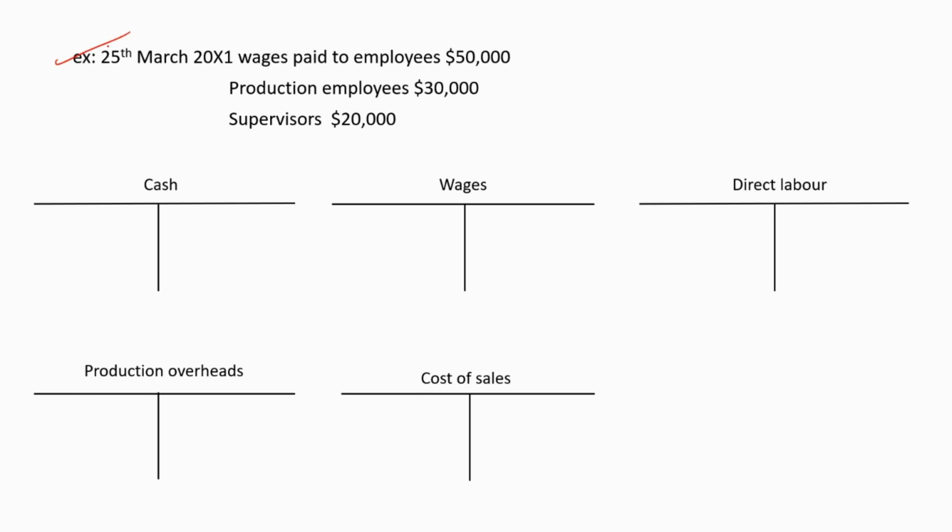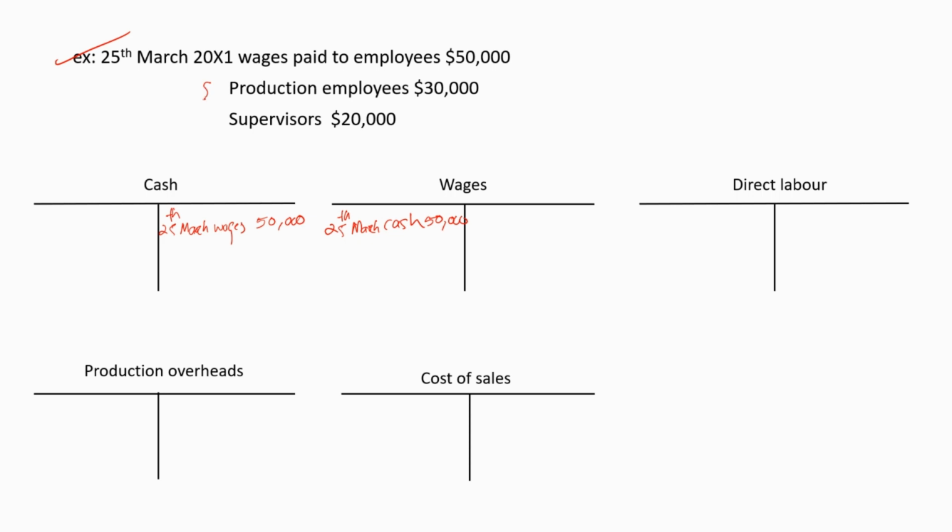Now let's do this example. Wages paid to employees, $50,000. Let's record this transaction. We have to credit the cash account by $50,000 and debit the wages account by $50,000. So this is the initial record of this transaction.